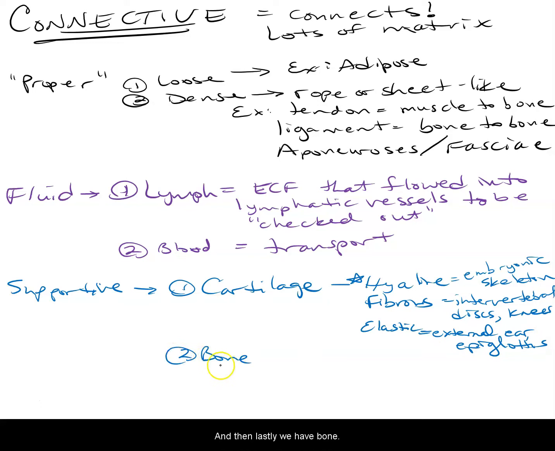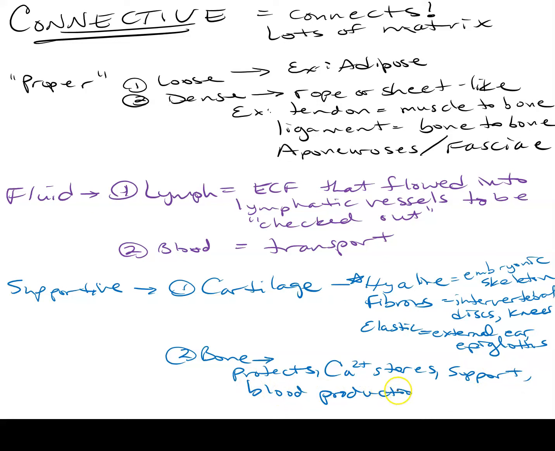And then lastly, we have bone. Now, we're going to learn a lot more about this when we get to skeletal system, but bone is important for protection, storing calcium and other minerals, providing support for the body, blood production, fat stores, and also leverage for muscles so that you can move. Keep in mind, bone itself does not move your body, it merely provides leverage.